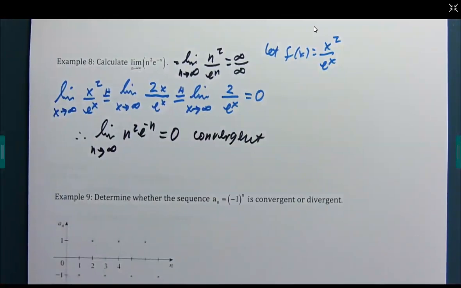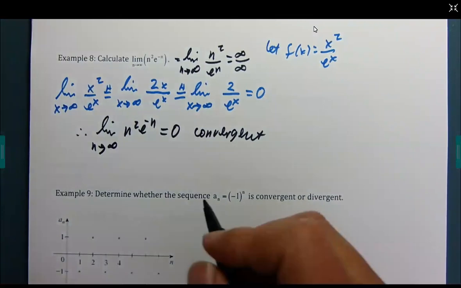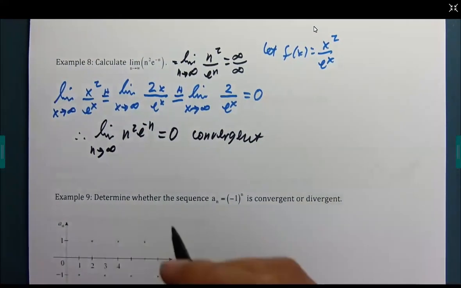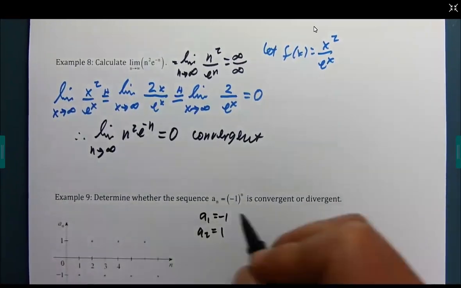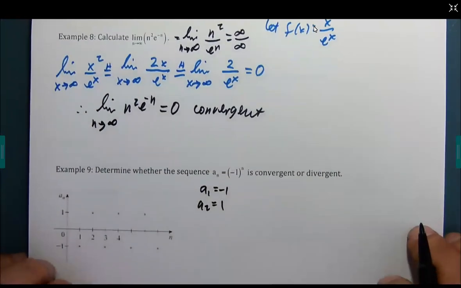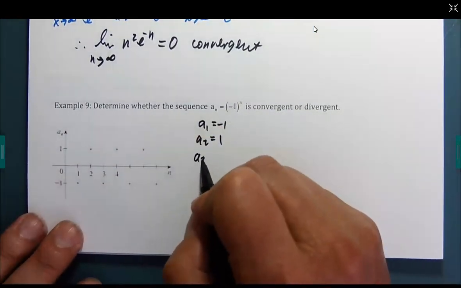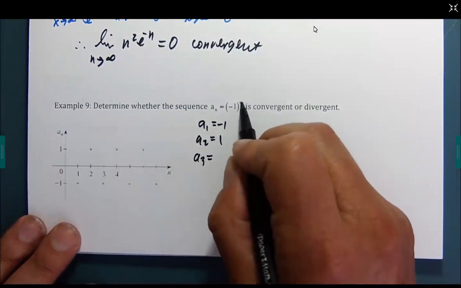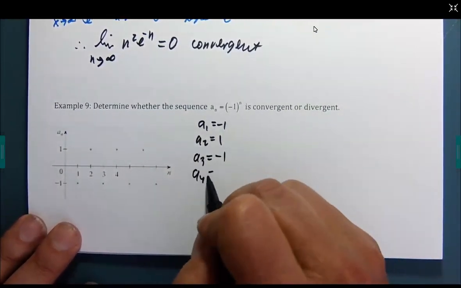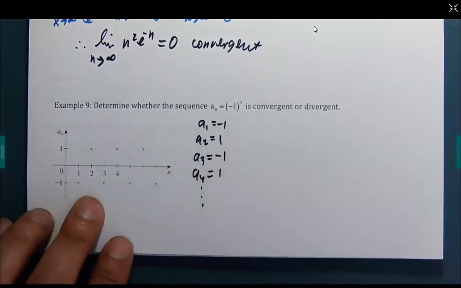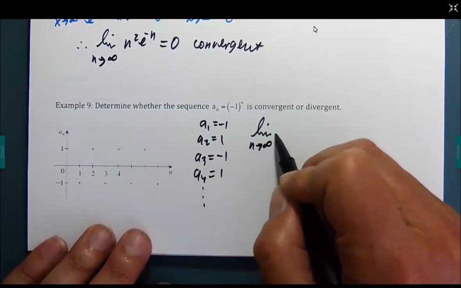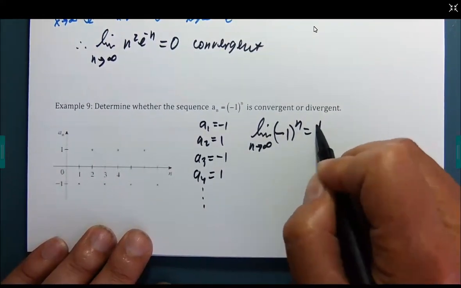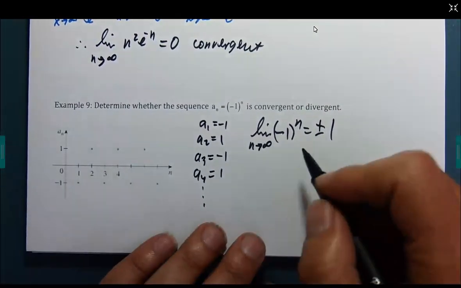Determine whether the sequence a sub n equals negative one to the n is convergent or divergent. Well, let's write out some of the terms. Let's do this one a little bit differently. A sub one is going to be negative one. A sub two is going to be positive one because negative one squared is a positive. A sub three, negative one to an odd number is going to be negative one. A sub four equals one. And this will continue forever and ever. So the limit as n approaches infinity of negative one to the n is plus or minus one. So this is definitely divergent.